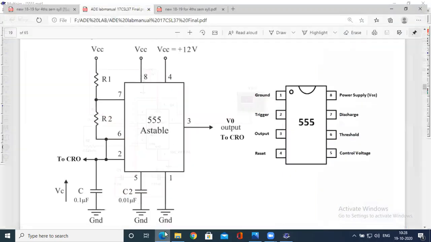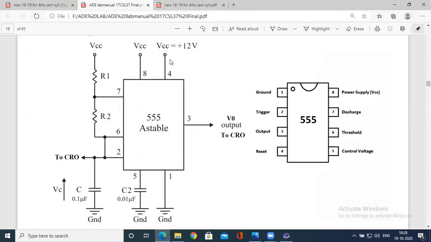So I hope we have completed the circuit, because if any one thing is missed, you're not able to get the output. 1 grounded, 5 through a capacitor, 2 through a capacitor, 2 and 6 shorted, 6 and 7 through a resistor. All this is connected to the DC voltage. Fine. So connected to the CRO. Fine. Hopefully we have done everything.